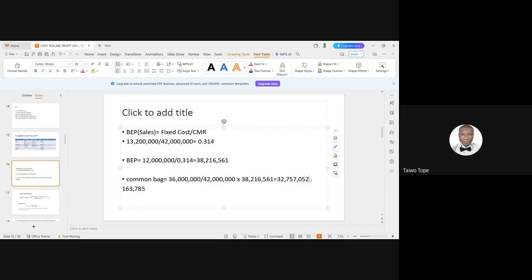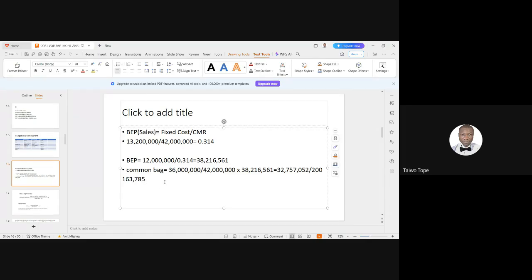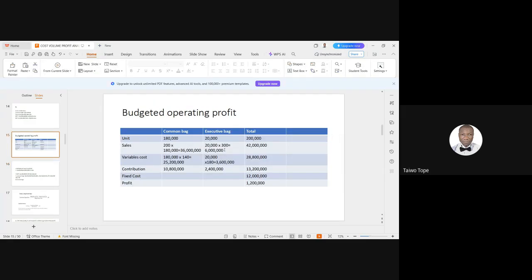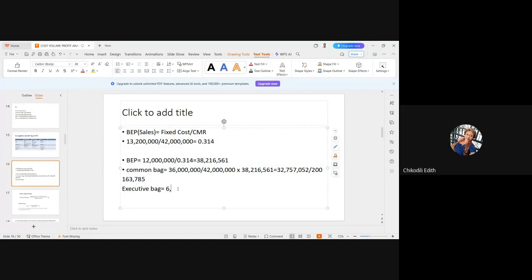So for the other one, executive bag, it will be 6 million divided by 42.